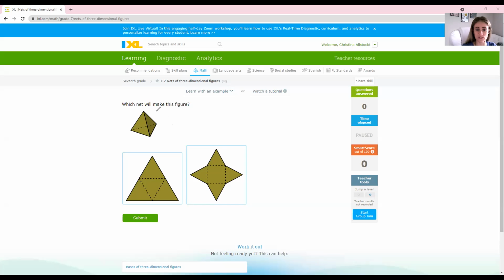So we're given the three-dimensional shape, and we want to find which net matches it. It's really important to look at the entire shape because I can tell that it's a pyramid. However, I need to look at the base because in our first option, the base, which is our dotted line, is a triangle. And in our second option, the base is a square. Well, for our three-dimensional figure, it has a base of a triangle, meaning this first option would be the net. That's what it would look like if we opened it up and unfolded it.